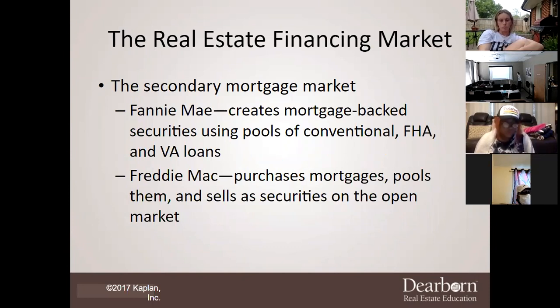Oh, Fannie Mae and Freddie Mac? Yep. We'll go into more detail on that in finance as well, but Fannie Mae creates mortgage-backed securities using pools of conventional, FHA, and VA loans. You may see Freddie Mac, Fannie Mae, all that on the test. I would maybe do some vocabulary just to know what they are and what they do.